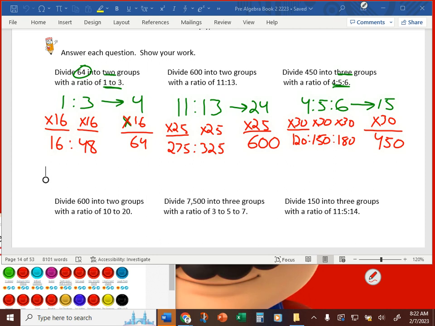Divide 600 into two groups in a ratio of 10 to 20. Follow the work, follow the pattern from what we've done previously. Your given ratio is 10 to 20. Your whole is 600. Get that scale factor.